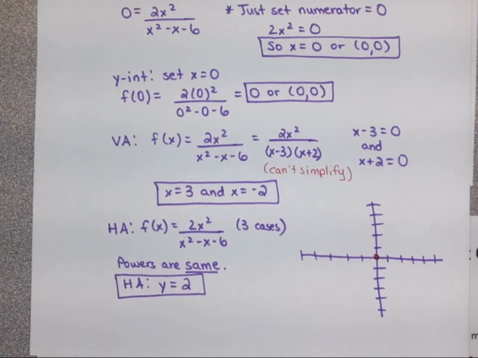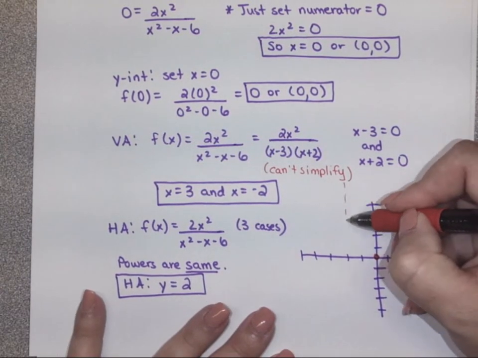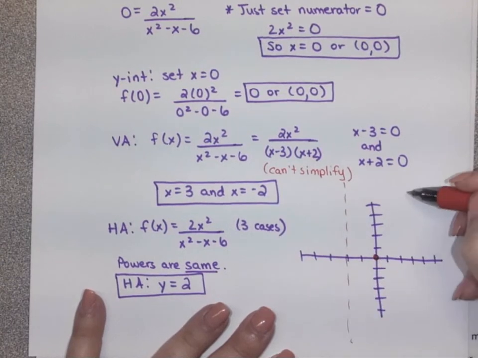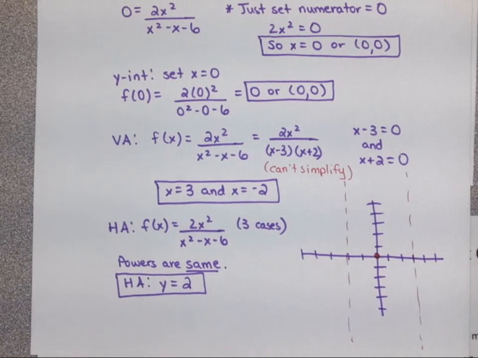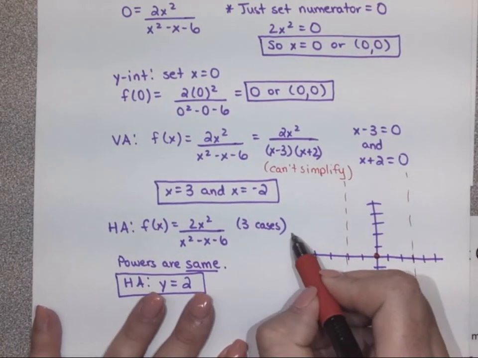And I also know that it has asymptotes. Do you remember how we drew asymptotes last time? Yeah, we do a dashed line because it's not actually part of the graph, right? So we have a dashed line here, and then here. But then we also have a horizontal one where? Up at 2.